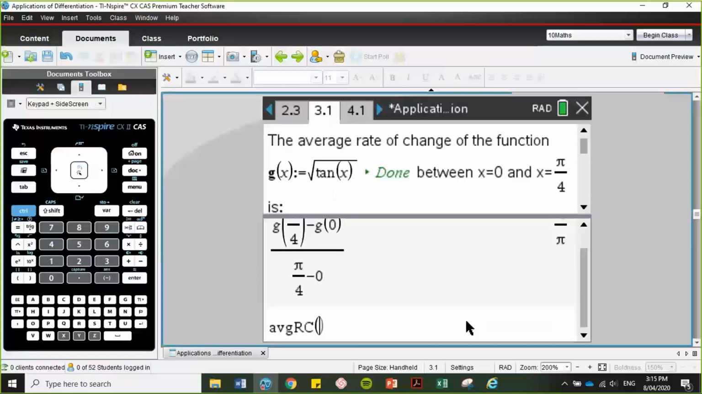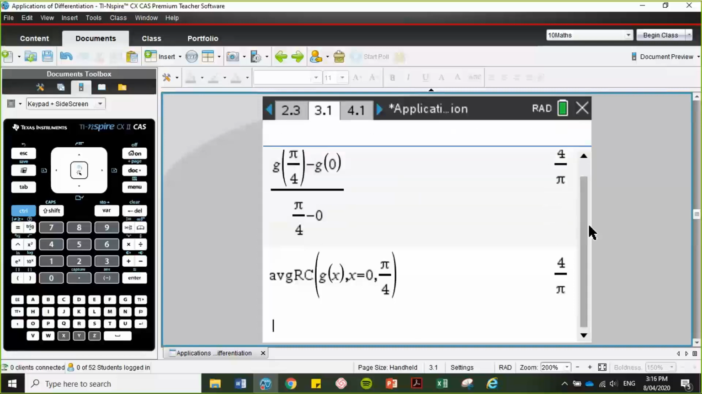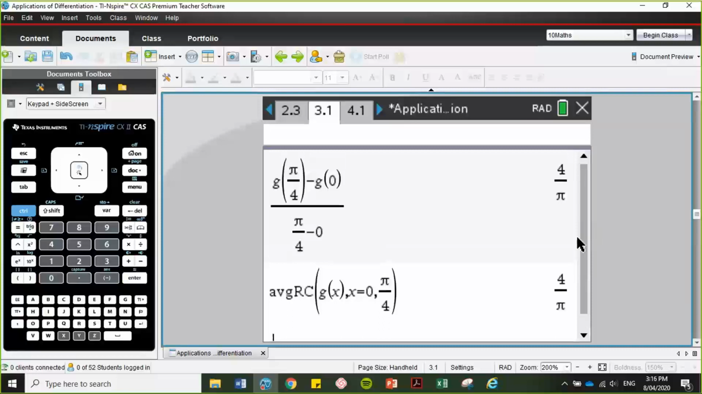It's not actually pi on 4 because the second x value is pi on 4. It's pi on 4 because the distance between the 2 points horizontally is pi on 4. So let's have a look. We type in g of x, comma, x equals 0 as our starting point, and then pi on 4, which is our step size. And that will give us the answer that we saw when we essentially did it manually.